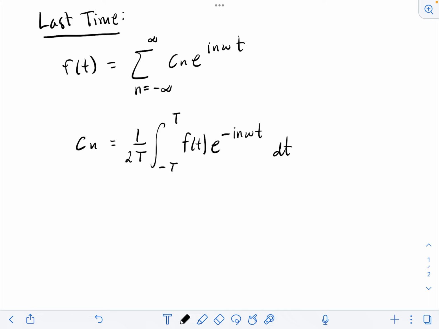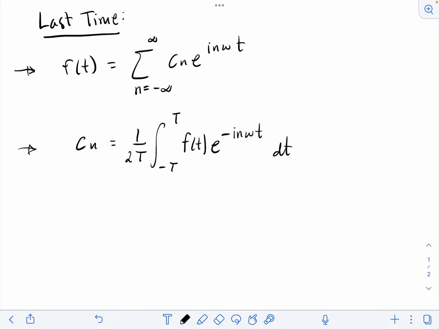and what we established is that any periodic function of time can be expressed as this infinite series. The sum from n equals minus infinity to plus infinity of a coefficient Cn times e to the i n omega t. So what we need is a way to calculate those coefficients Cn, and that was determined in this way. We take the integral over one period of the periodic function f of t multiplied by e to the minus i n omega t.